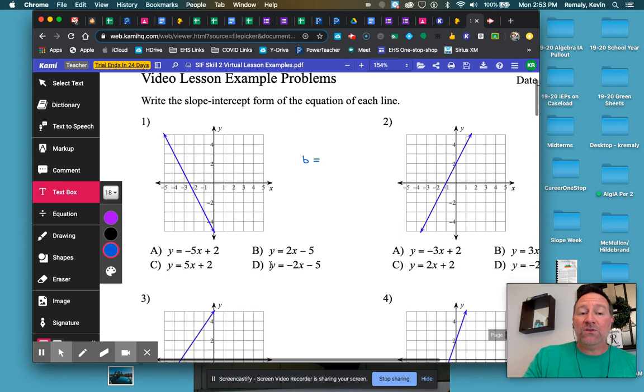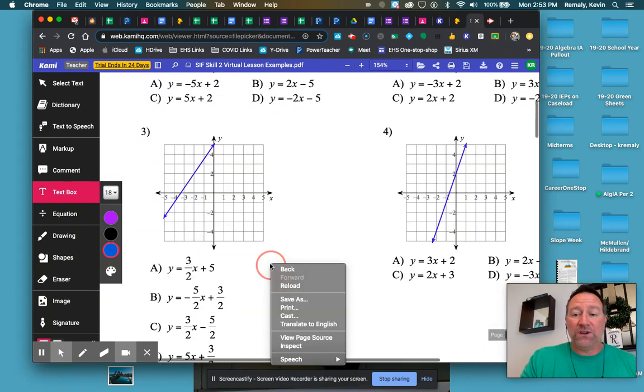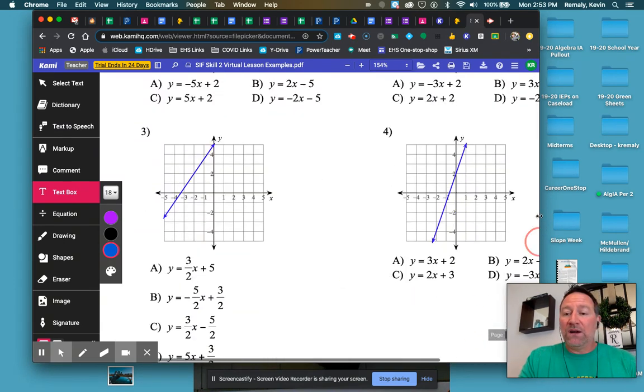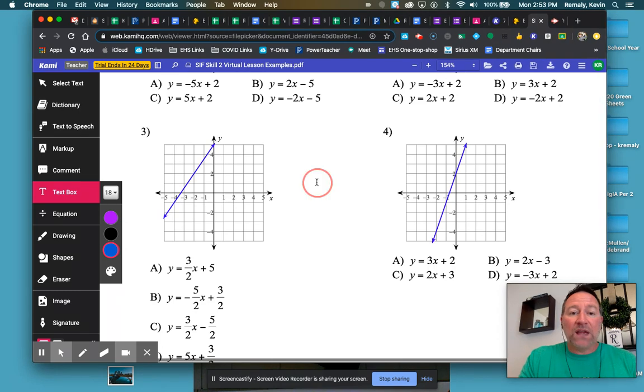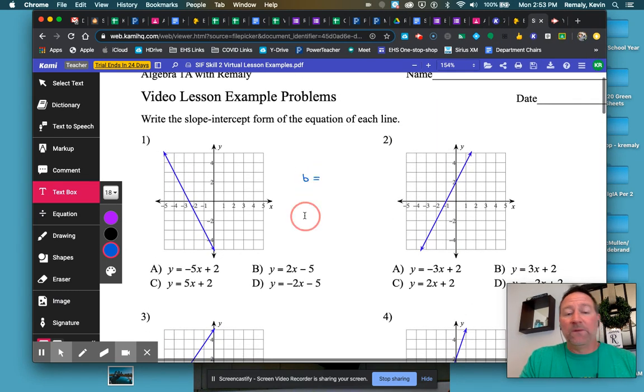So how you see these problems 1 through 4 here is basically how our exit slip is going to look like for this particular skill. So let's break these down.